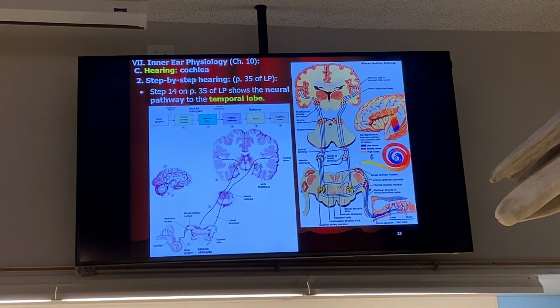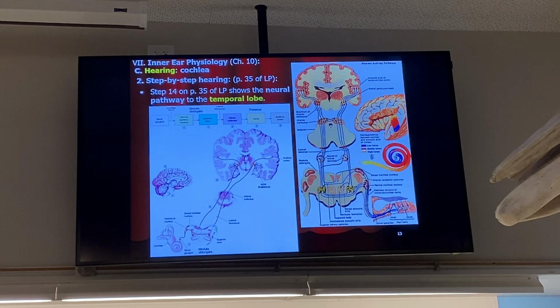All right, so here's the pathway. The cochlear nerve is going to enter the brain at the brain stem. So this here, cochlear nerve, is the axon of the bipolar cell. It's going to go to, it's going to end, cochlear nucleus.